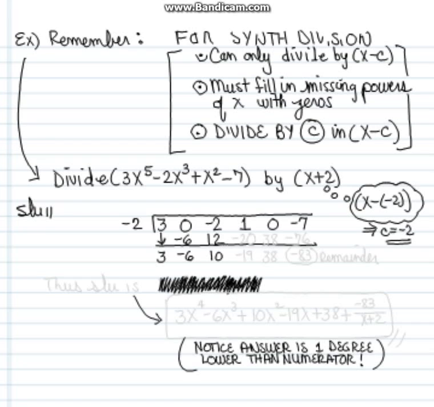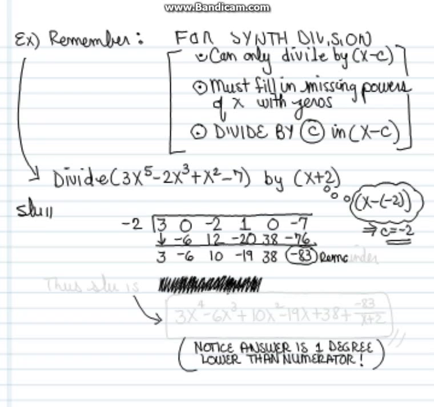Now multiply by negative 2. You'll get negative 20. Add, you get negative 19. Now multiply negative 2 times negative 19. You get positive 38. Add to 0, you get 38. Now multiply negative 2 times positive 38. Negative times a positive is a negative 76. Add, you get negative 83.